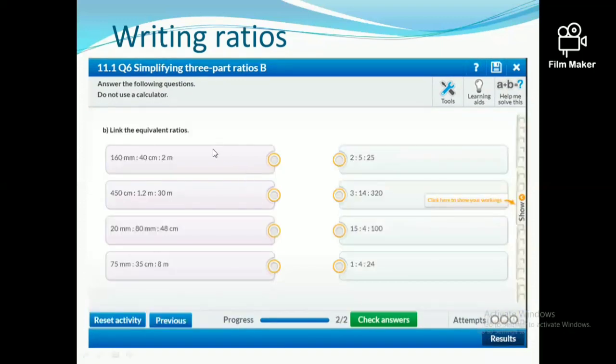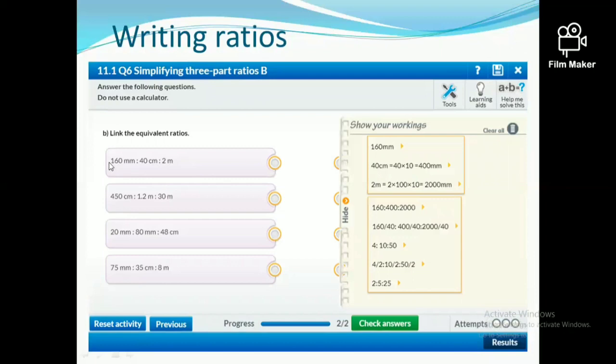This question is a little bit long. We will try to understand it step by step. Link the equivalent ratios. Now let's work out the first part of it. The first part is 160 millimeters, 40 centimeters, and 2 meters. You have to convert everything into one unit. When doing this conversion, children, it's better to go to the smallest unit, millimeters. So I just write 160 millimeters, and 40 centimeters you write in millimeters. How to convert centimeters into millimeters? You have to multiply by 10. Then 40 centimeters means 40 times 10, which is 400 millimeters.